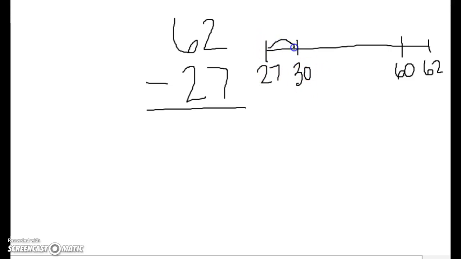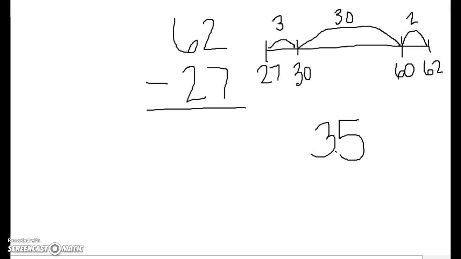27 to 30, I can see that. That's 3. 60 to 62, I can see that. That's 2. And 30 to 60, well, I can see that too. That's 30. And they can break this up and do skip counting by tens if they need to practice with that a little bit more. But now we have numbers that are really easy to see. 30 plus 2 plus 3 is 35.